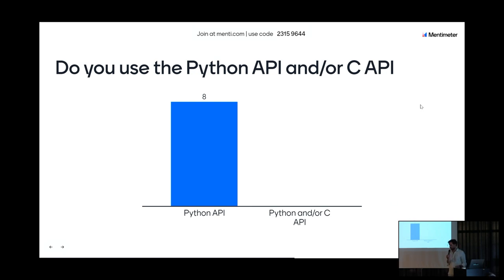We do know that most of the people are actually using the Python API. But we're trying to keep the C API really stable from now on as well. So we're just really curious if there is anyone either here or online that actually uses it or not yet. I don't see new answers coming in. So, well, everyone joining this meetup today at least uses the Python API.